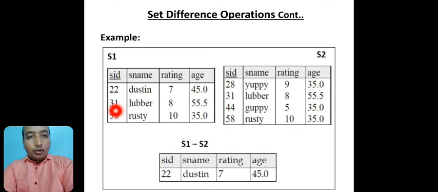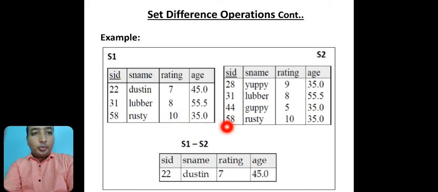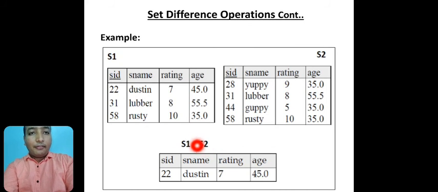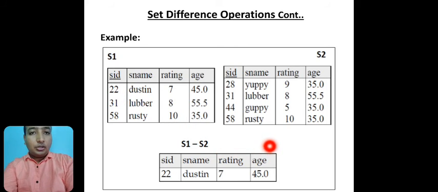Now we'll go for the second tuple, that is 31. See, the SID 31 is present even in your S2. Therefore, you cannot include 31 in your S1 minus S2. Understood? In the same way, 58 is also present in your set S2. Therefore, you cannot include it in your S1 minus S2. So the output will have only one instance, that is 22. I think you have understood.